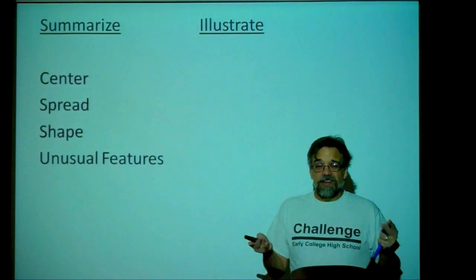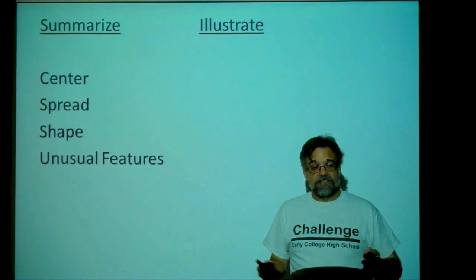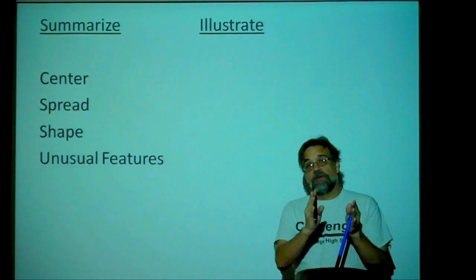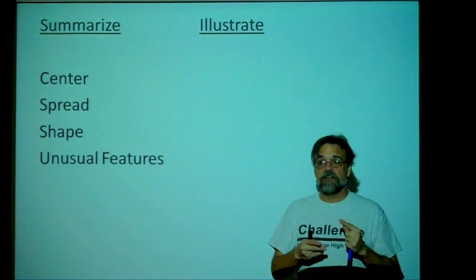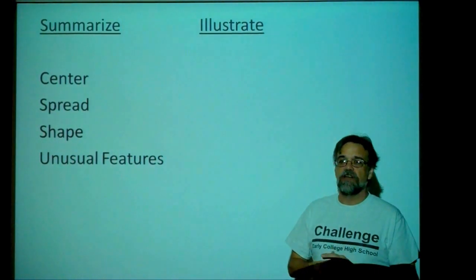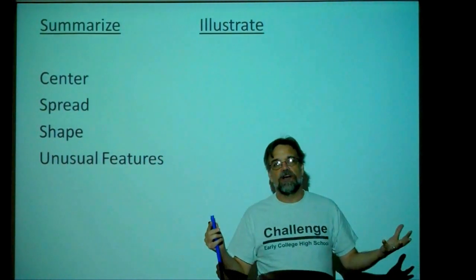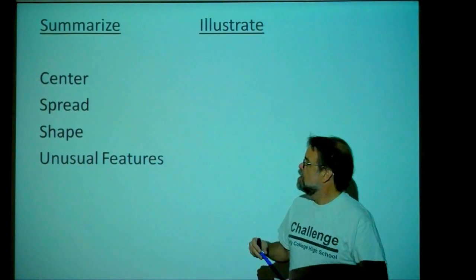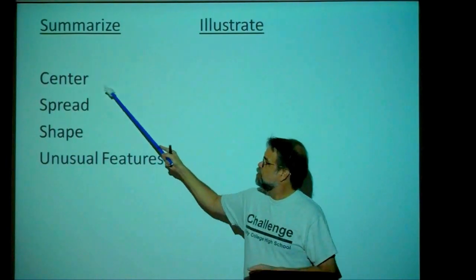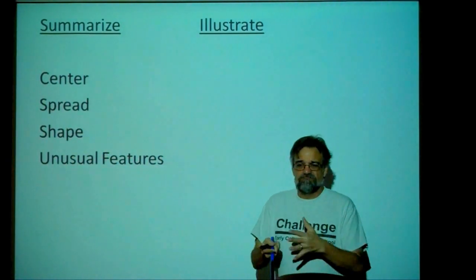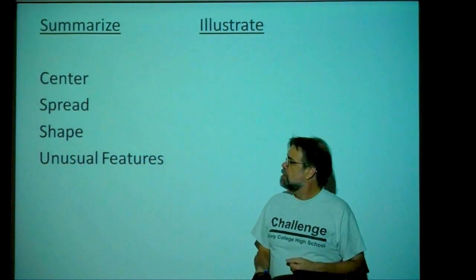With categorical data, there wasn't much to the summary. It was basically what percentage falls in this category, what percentage falls in this category, what percentage in that one. With quantitative data, there's actually a lot more to look at because now we have numerical values. And so now we can say, well, where's the center of the values? Meaning, like the average, okay?